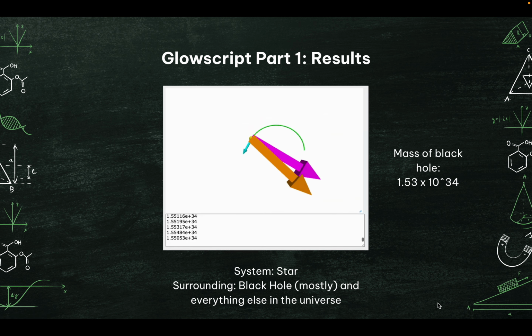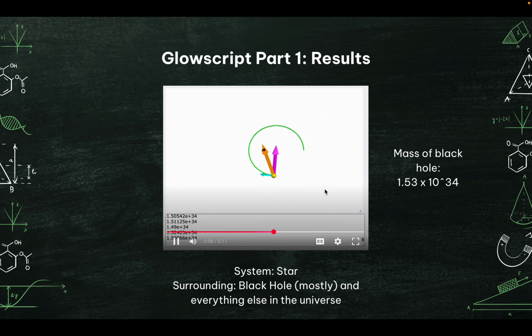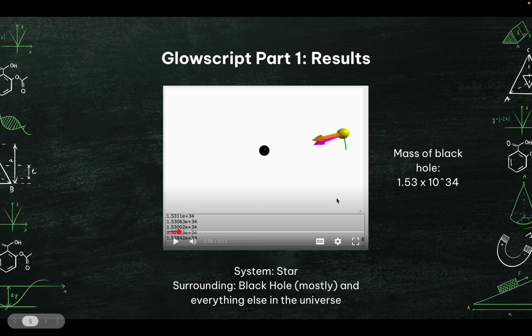The star's orbit around the black hole is not circular, meaning there are different forces at each point in the trajectory, which we can visualize by how the arrows change direction. The magenta arrow is our F perp, the cyan arrow is F parallel, and the orange arrow is just the sum of these at each point, aka F net.